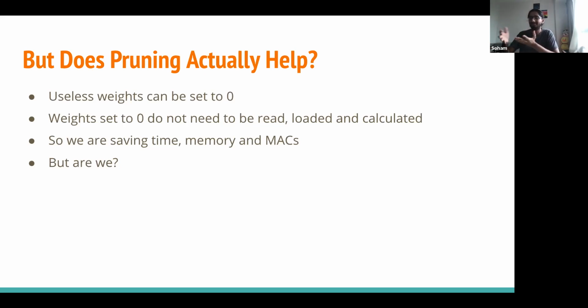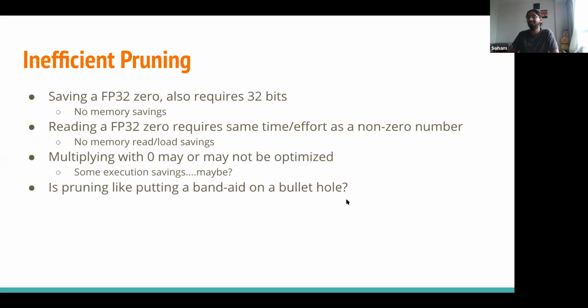But are we actually saving all of these things? Turns out we're not, and this is the problem with pruning right now. Let's say you set a weight to zero. You still have to save that zero in your memory. And saving a floating point 32-bit zero also requires 32 bits. It's not like you can just put 0 in there and that's done. It doesn't work like that. You have to save it in the FP32 standard. So basically you're not actually saving any memory.